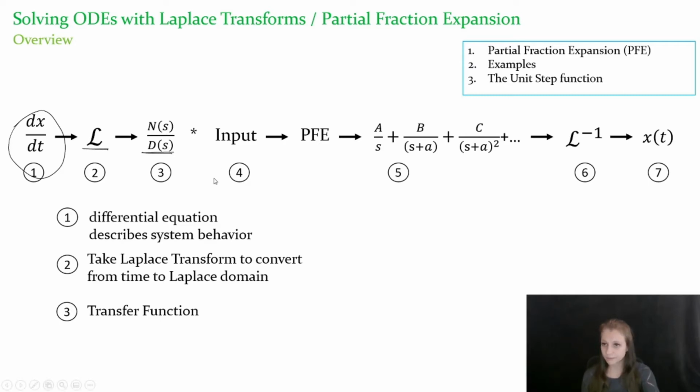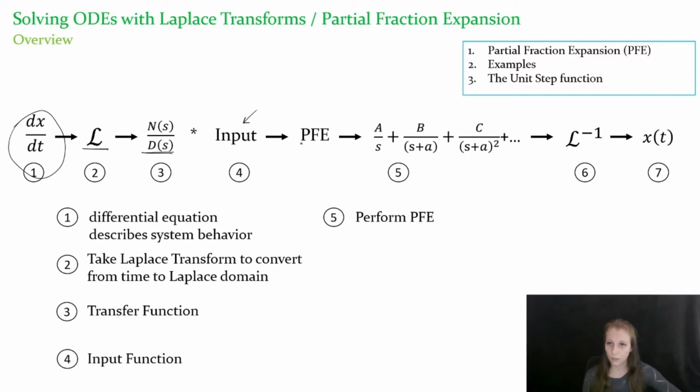And at this point, we can multiply some sort of input by the transfer function. It's important to make sure that the input is also in the Laplace domain before you multiply it. And so then, assuming that our expression is in both normal and proper form, we could perform partial fraction expansion if we didn't want to do integration.